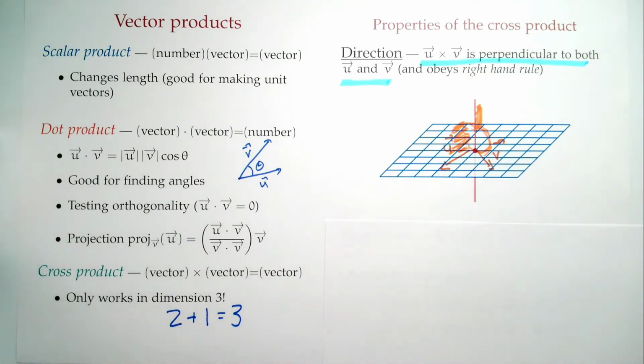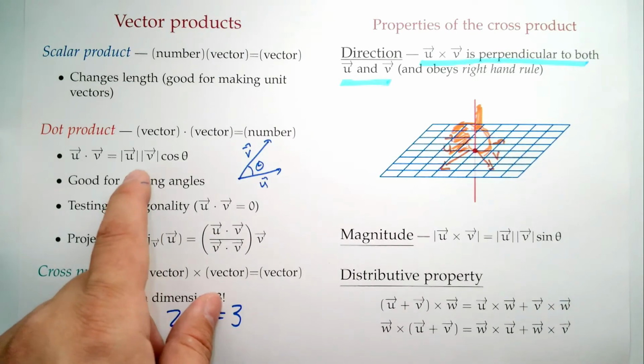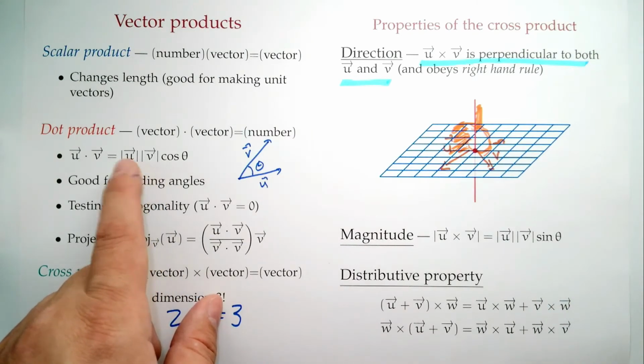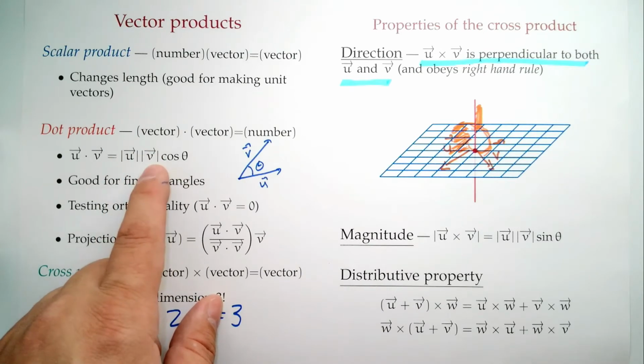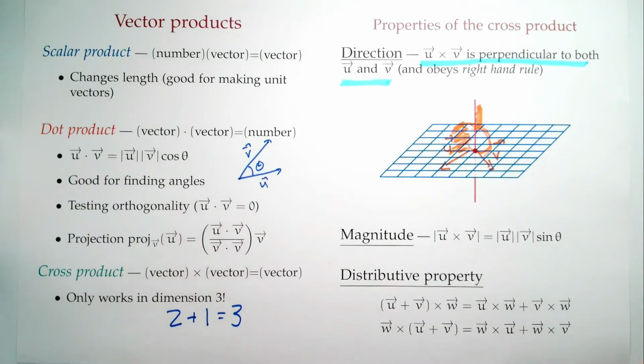Now that's not enough, of course, to define a vector. We need one more piece of information. In addition to direction, what else do you need? Magnitude, right, good. So what is the magnitude? And here's the rule. The magnitude of u cross v is the magnitude of u, magnitude of v, sine of theta. It's a little bit like the dot product. You saw that there was the cosine theta, magnitude of u, magnitude of v cosine theta. Here it's magnitude of u, magnitude of v sine theta.